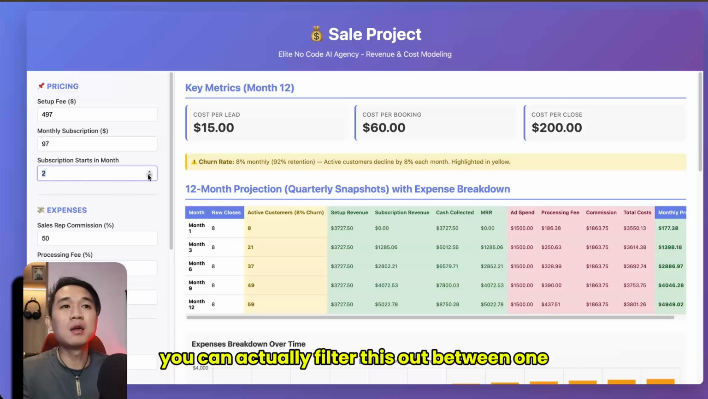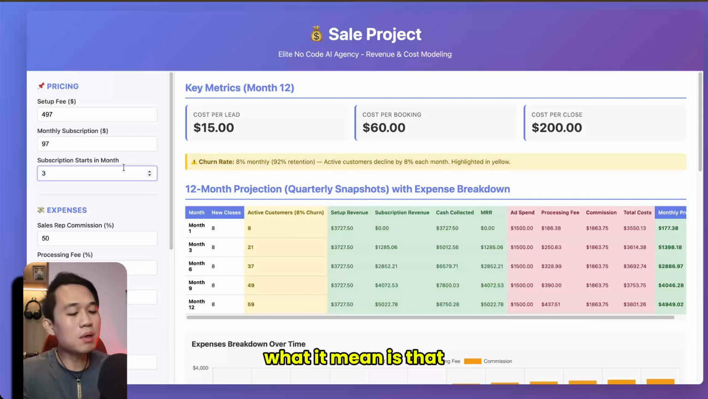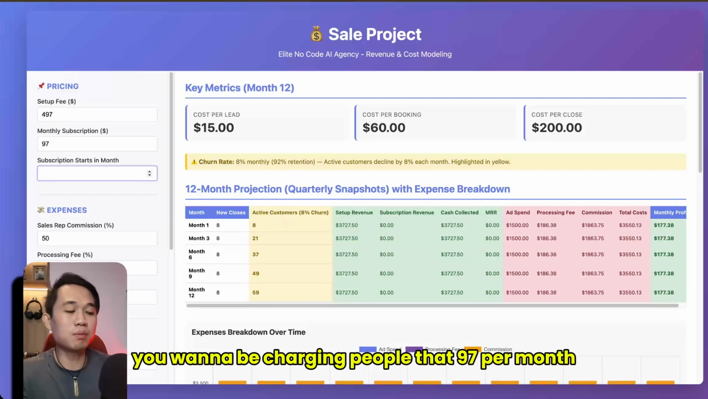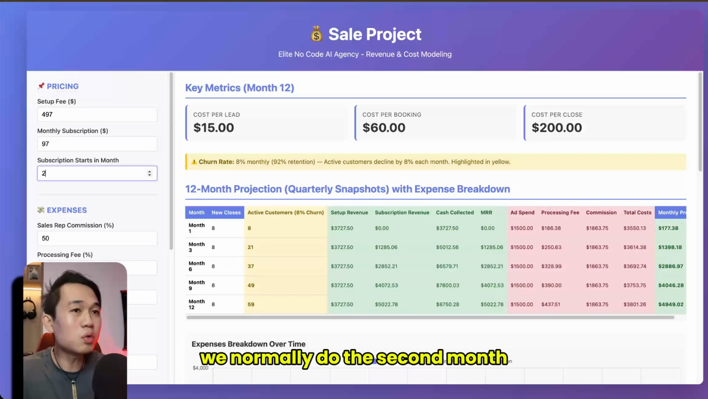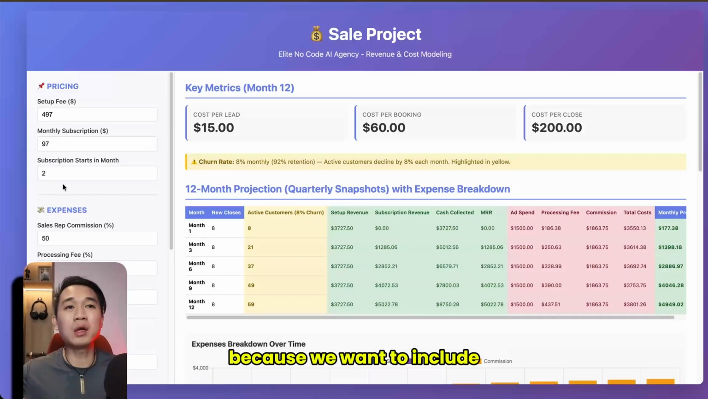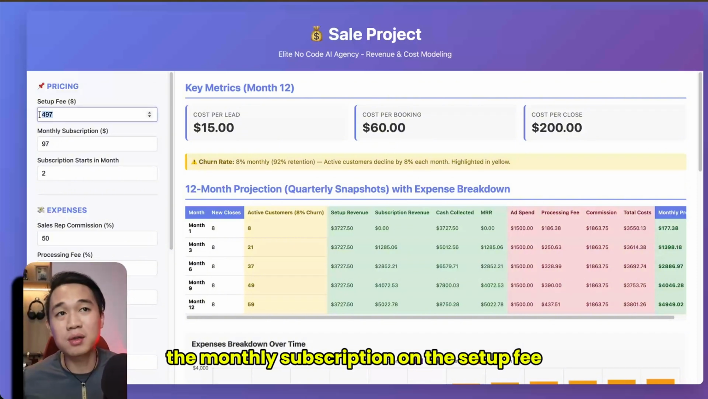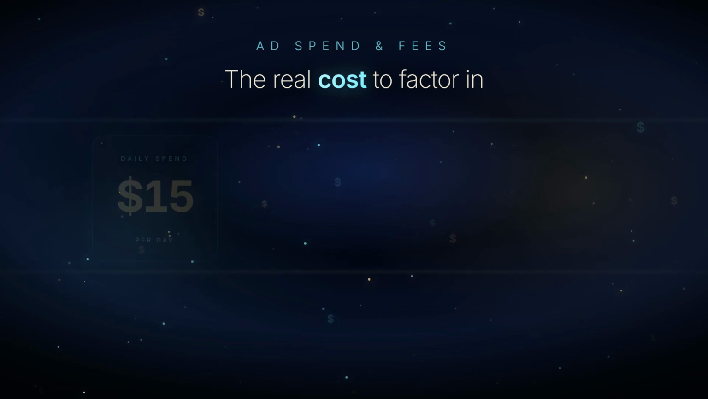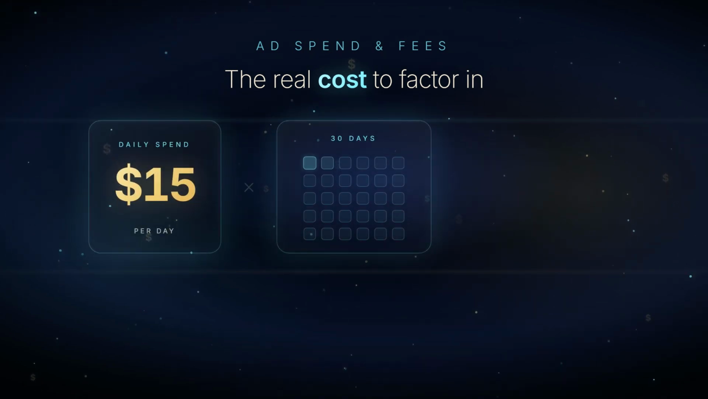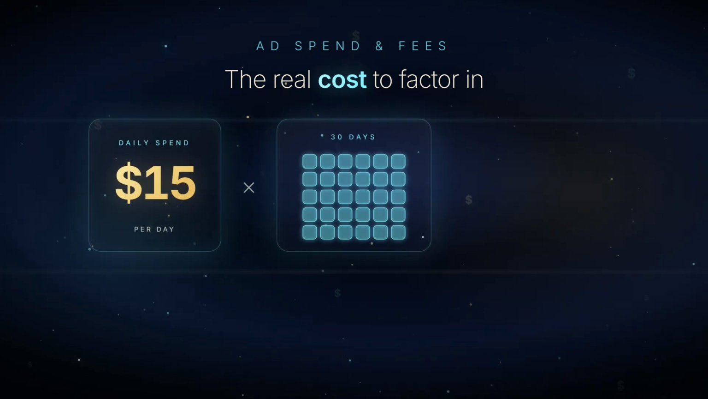That means you can actually filter this between 1, 2, and 3. This number means you want to be charging people that $97 per month. When do you want to be charging people? We normally do the second month because we want to include the monthly subscription in the setup fee, which gives it more value.